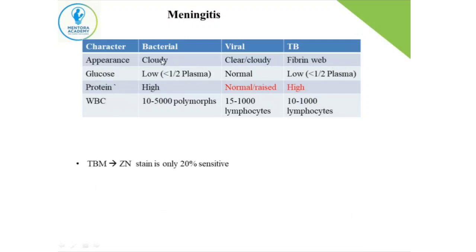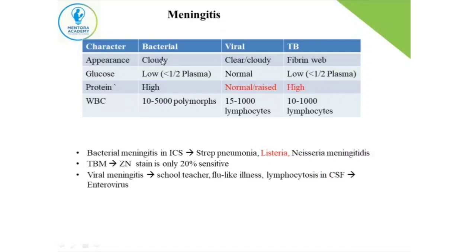Now, suppose you are suspecting tubercular meningitis, can we stain the CSF with the acid-fast stain? Yes, we can do. It's also called the Ziehl-Neelsen technique. It's only sensitive in up to 20% of patients. If you have meningitis in an immunocompromised individual, that means patients with HIV or organ transplant, think about Streptococcus pneumoniae, Listeria, and Neisseria meningitidis.